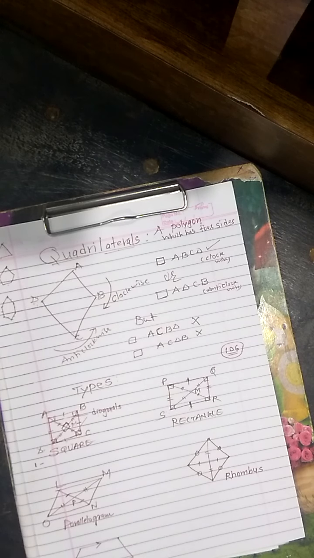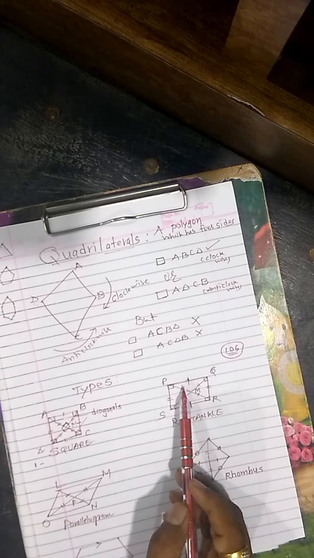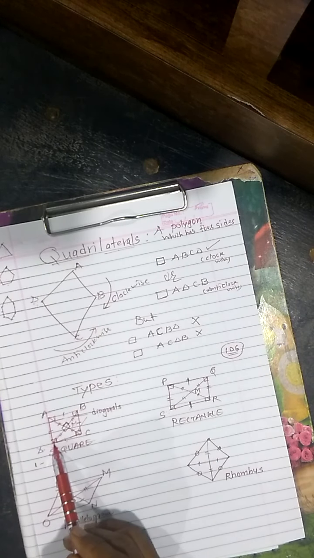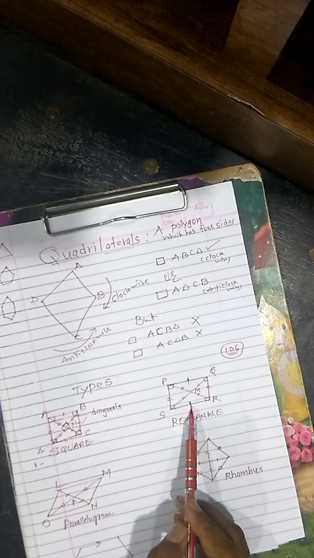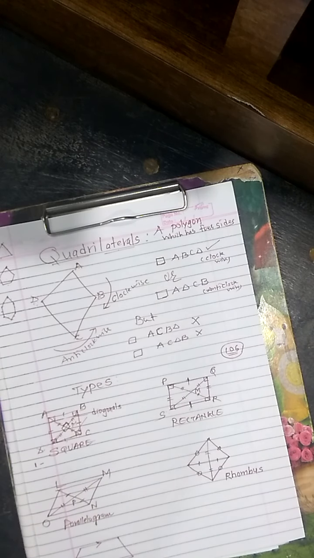Okay, so students, here only one property differs. Here all the sides are equal, but here opposite sides are equal. Remaining all properties are the same.